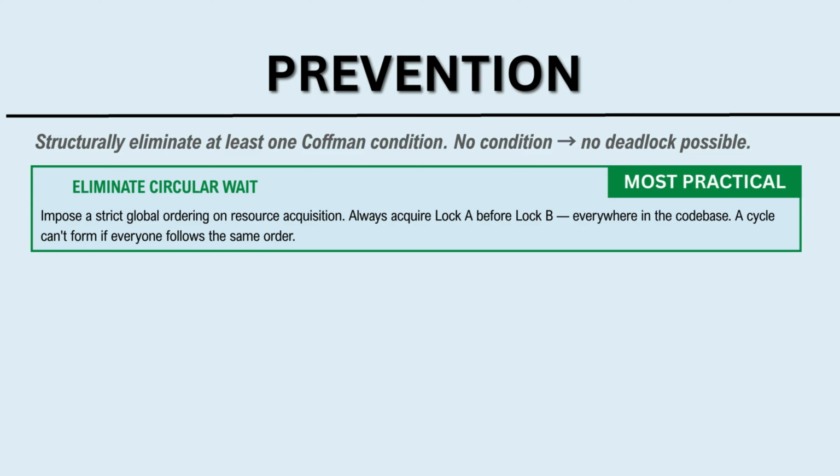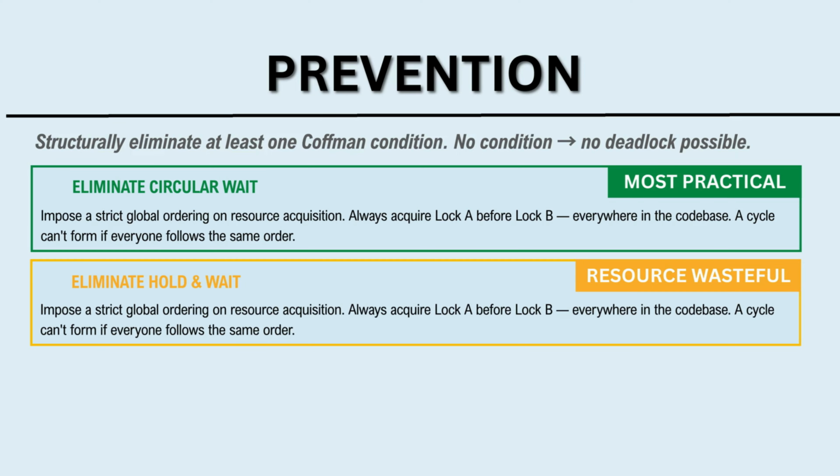This is widely used in practice, especially in OS kernels and database engines. The trade-off is code discipline. You have to enforce the ordering consistently. You can also eliminate hold and wait by requiring a process to request all the resources it will ever need upfront, before it even starts. If it can't get them all at once, it waits without holding anything.